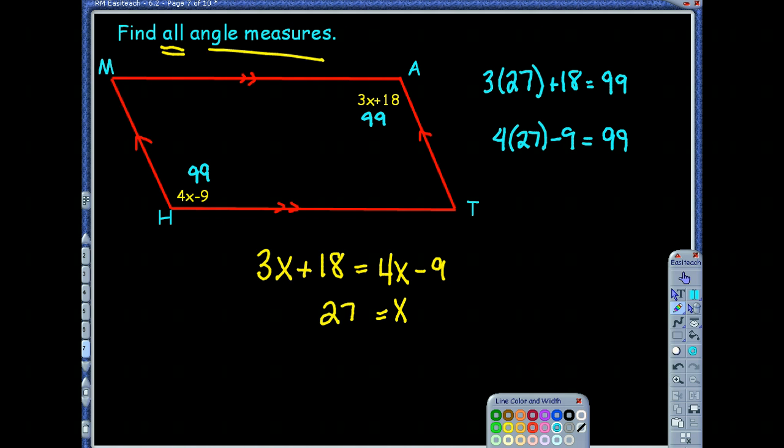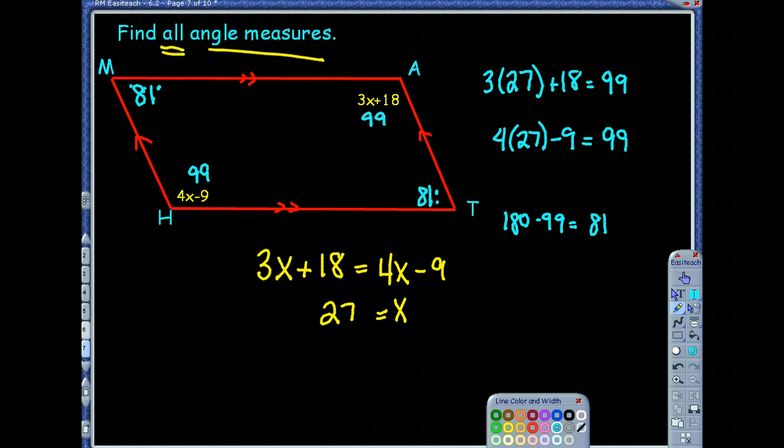Those are the two angles that we were supposed to find based off of the picture, but I still haven't found all angle measures yet. Okay, and they don't have anything labeled on angle M and angle T, but I do know they're congruent. So I also know the other idea is that the consecutive angles are supplementary. So that means angle M and angle H are going to add up to 180. So if I do 180 minus the 99, I get 81. So that's angle M, and that's also going to be angle T.